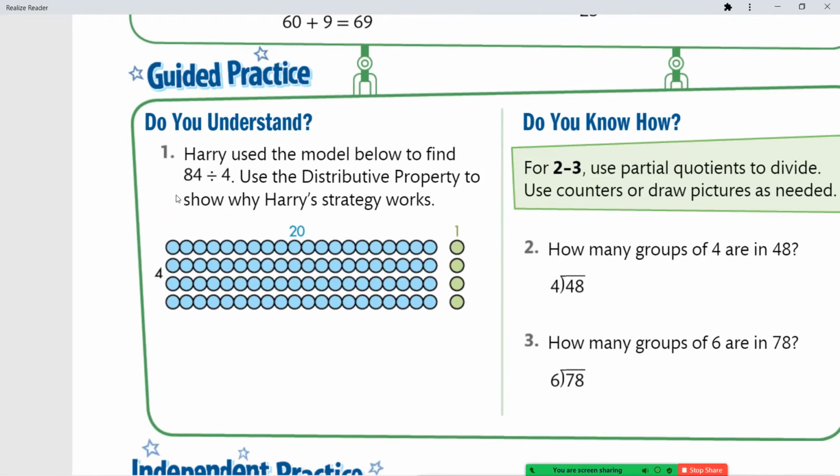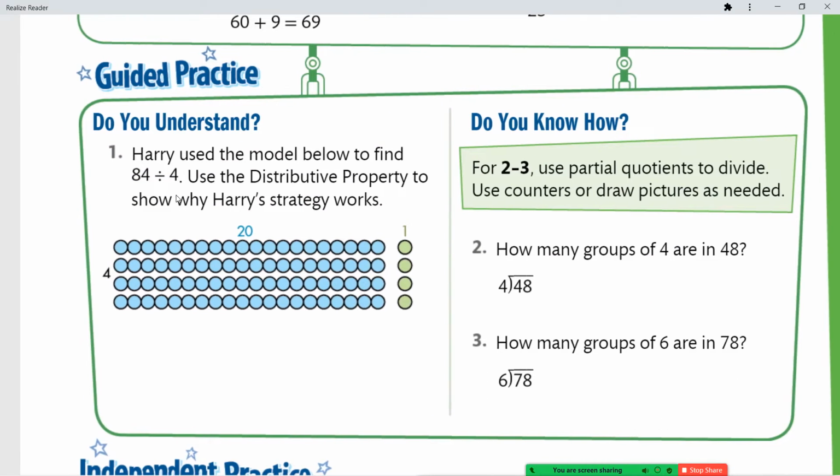So for your guided practice, it says Harry used the model below to find 84 divided by 4. Use the distributive property to show why Harry's strategy works. The way you're going to make 84 is just like the model that we have here. So he has 4 groups of 20 and 4 groups of 1. So 20 and 1, then another 20 and 1, another 20 and 1, and another 20 and 1.